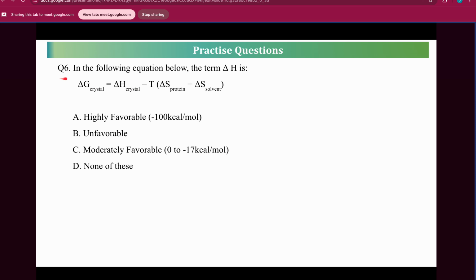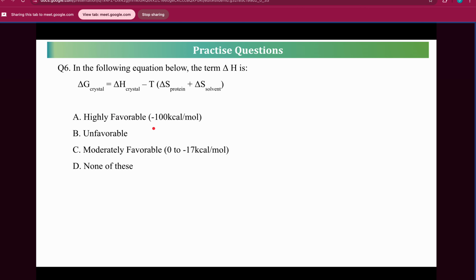This is question number 6. In the following equation below, the term delta H is. Now you have to tell what delta H is, whether it is favorable or non-favorable. This we have already discussed when we were talking about the thermodynamics of crystal formation. Delta G of crystal is equal to delta H of crystal minus T delta S of protein plus delta S of solvent. So you have to tell what the delta H term is.